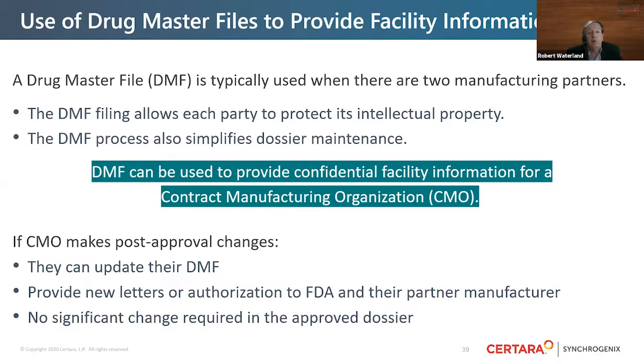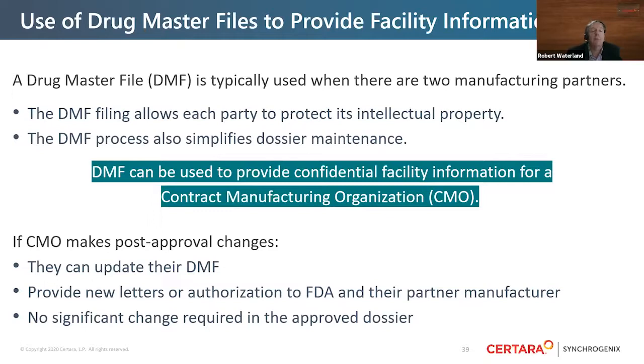But the DMF process can also be used to simplify dossier maintenance. And this is particularly true when you have a manufacturer who is using a contract manufacturing organization, a CMO. So the DMF process can be used to provide confidential facility information for the CMO within the marketing authorization holder's filing. And it will basically get filed in 3.2A1. I mean, there'll be a minor filing in 3.2A1 with very summary information on the CMO's manufacturing facility and something that says all the details are contained in the DMF. And here's a reference to where you can look for it.